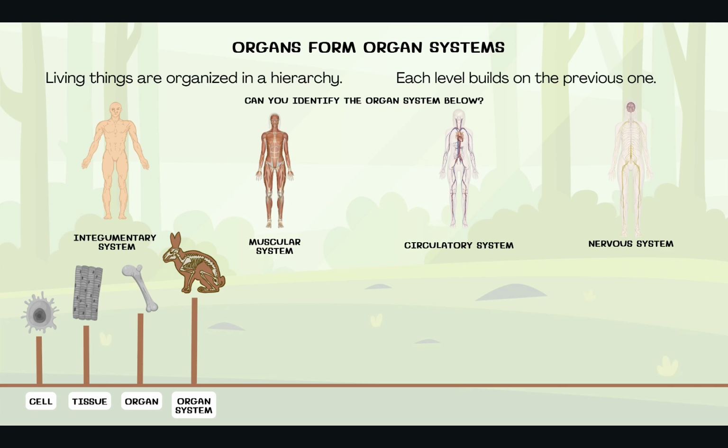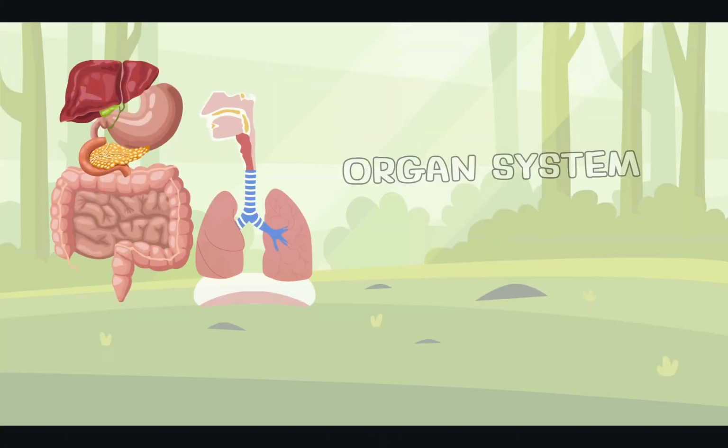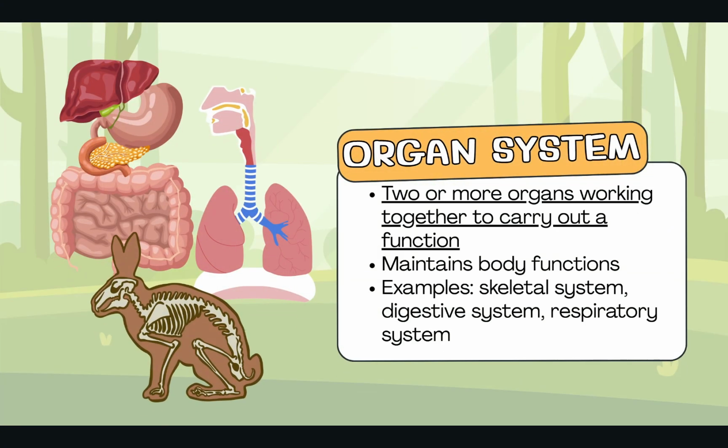What do we need to know about organ systems? Yeah, you've been paying attention, haven't you? Two or more organs working together to carry out a function. And again, organs, two or more tissues. Tissues, two or more cells. So you're seeing this pattern, two or more things. We are increasing complexity as we go. So they maintain body function: skeletal system, respiratory, digestive, all of these things.